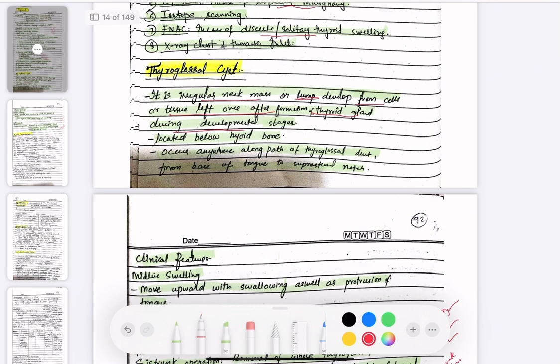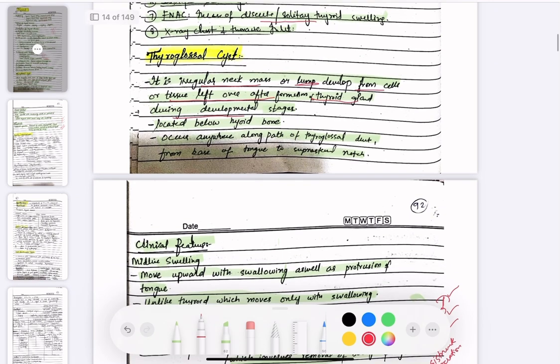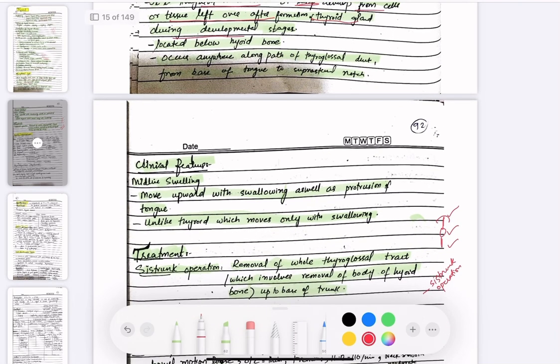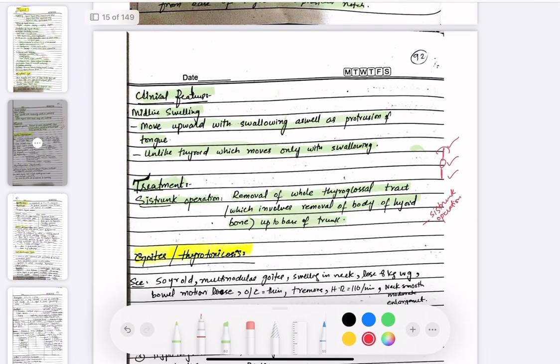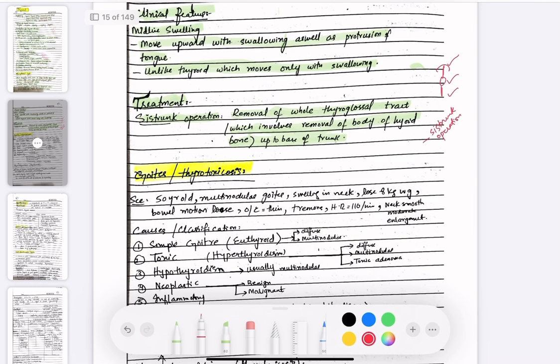We have studied thyroglossal cyst. It is an irregular neck mass or lump which develops from cells or tissues left over from the formation of thyroid gland. And the clinical features are midline swelling, which moves upward with swallowing as well as protrusion of the tongue, unlike thyroid, which moves only with swallowing. The treatment option is the Sistrunk operation, removal of the whole thyroglossal tract.